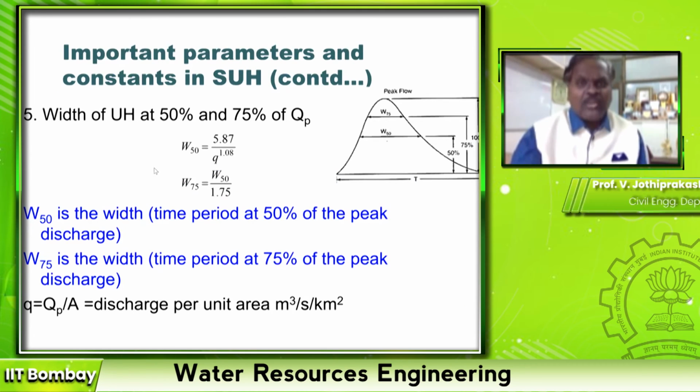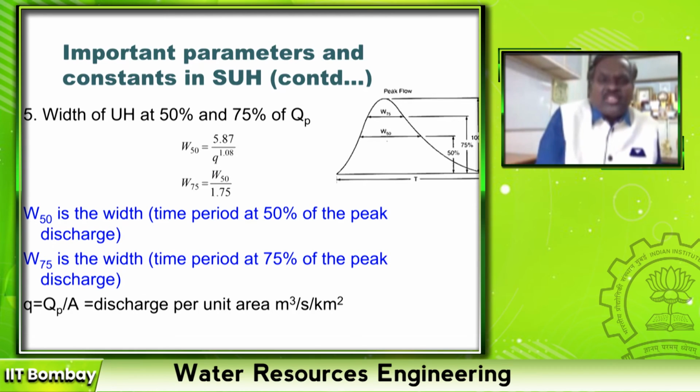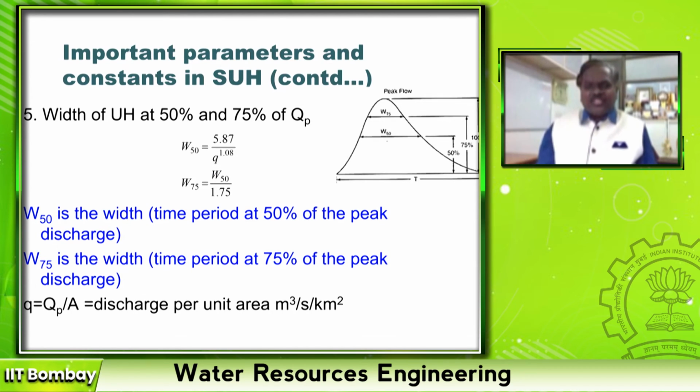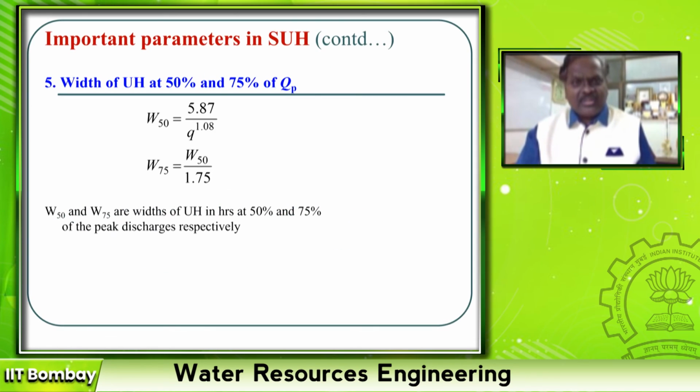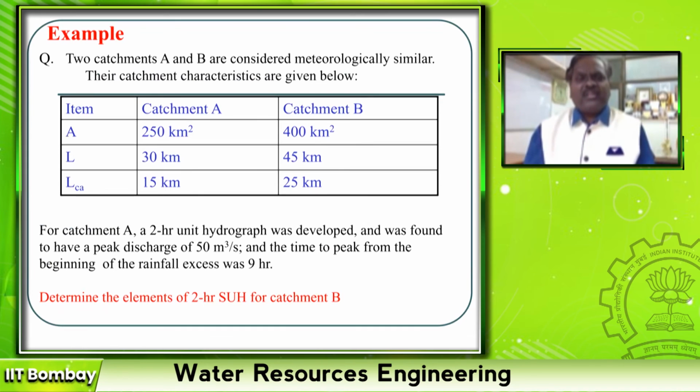Now for the width of the unit hydrograph at 50% of the peak discharge and 75% of the peak discharge, he gave an empirical relationship: W50, in hours, is equal to 5.87 divided by q to the power of 1.08, where q is the discharge per unit area, that is peak discharge QP in meter cube per second divided by area in kilometer square. Substitute this and find out. Now I have 7 points in this unit hydrograph. Combine these 7 points to draw a synthetic unit hydrograph. Right? Now let us do it with a problem.